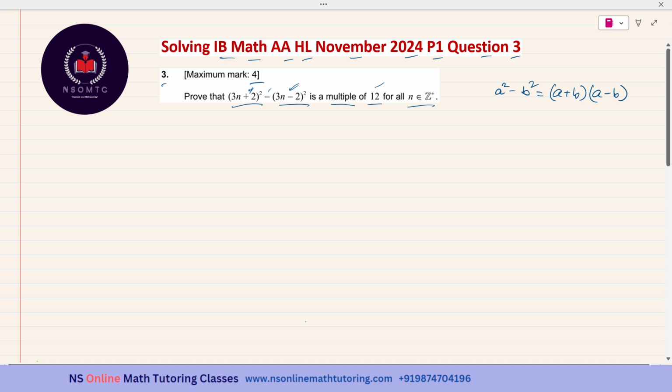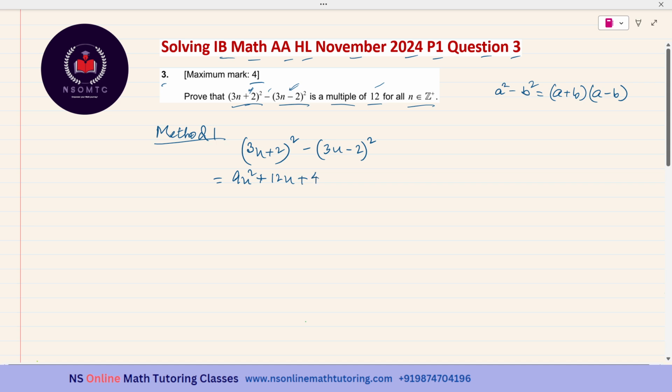Let me take method one as expanding both parts. Method one. So it is (3n plus 2) whole square minus (3n minus 2) whole square. This will be equal to 3n whole square, which is 9n square, plus 2 times 2 is 4 times 3 is 12, plus 12n, plus 2 square is 4.